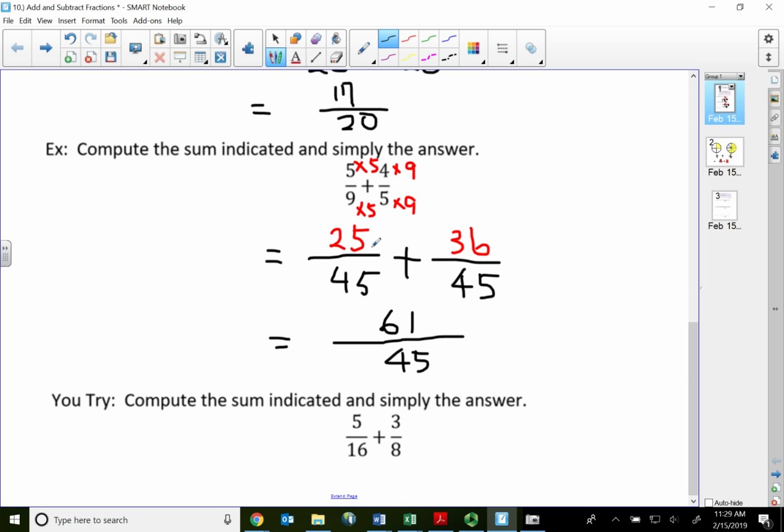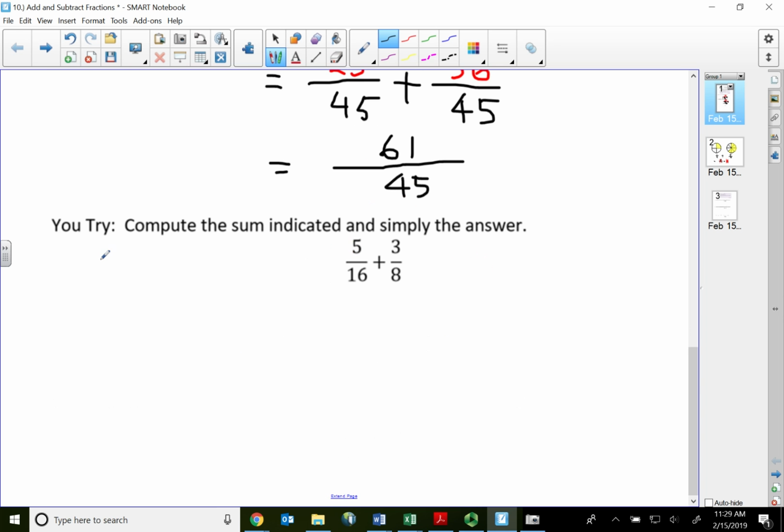So I just want to quickly show you how we can find the least common denominator, find its equivalent fraction, then we just simply add the numerator. All right, you can pause the video and try this one, and I'm going to come back and do this one for you at the end of the video.